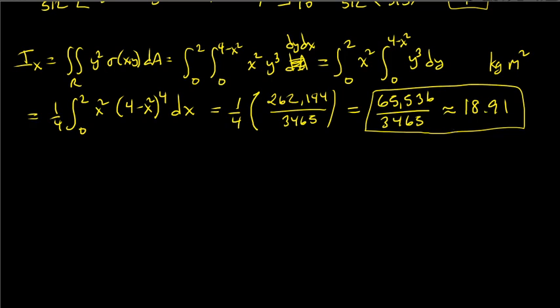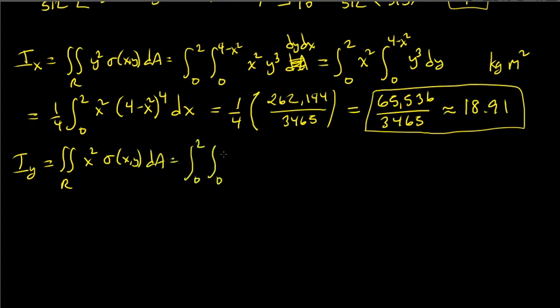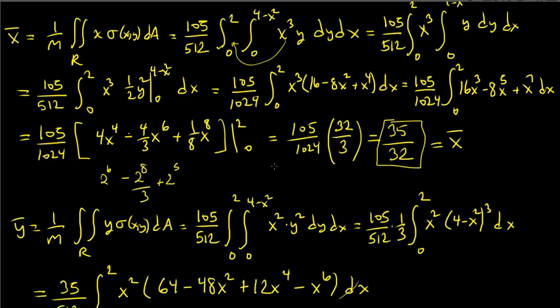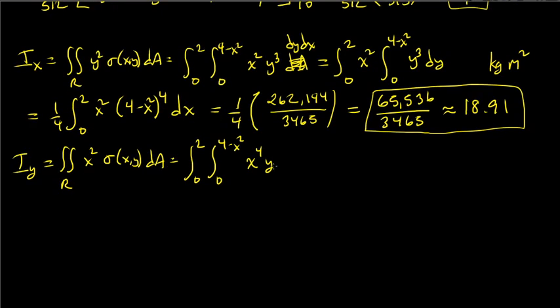All right, and so we also want the moment of inertia rotating around the y-axis. So remember, there you multiply by x squared times the density. So same integrals, same limits, but now it's x squared times y. So x to the fourth times y. Okay, I'm just checking the other one. Yeah, x squared times y times x squared is x to the fourth times y.